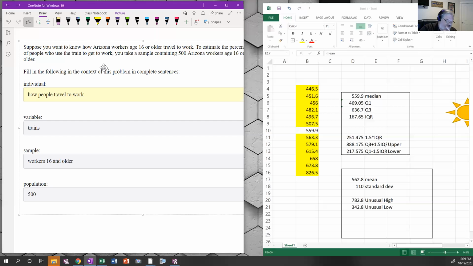So you had to be at least fairly careful in how you answered that, to be real specific about that distinction between individual, variable, sample, and population. And it wasn't always all or nothing. If you said mode of travel to get to work for the variable, you got some points for that. You got a fair amount of points for that.